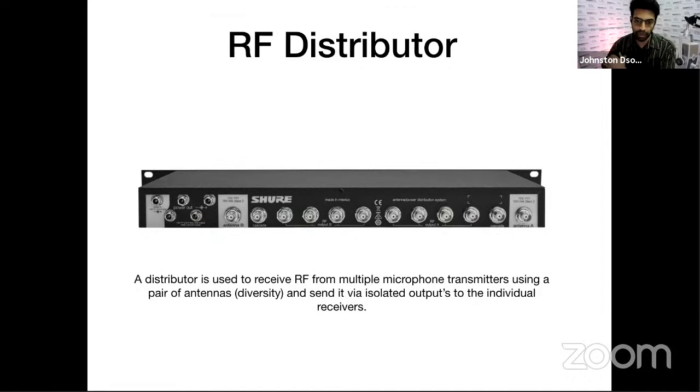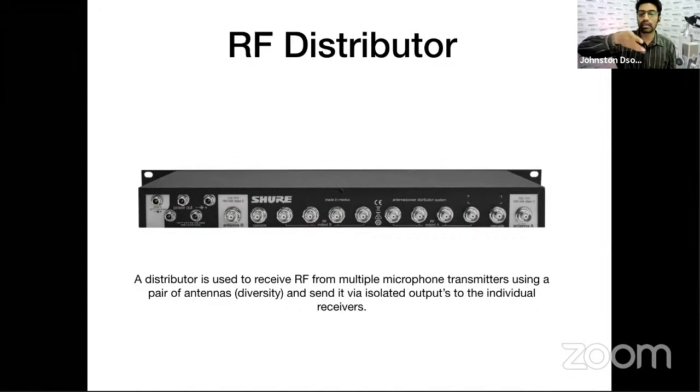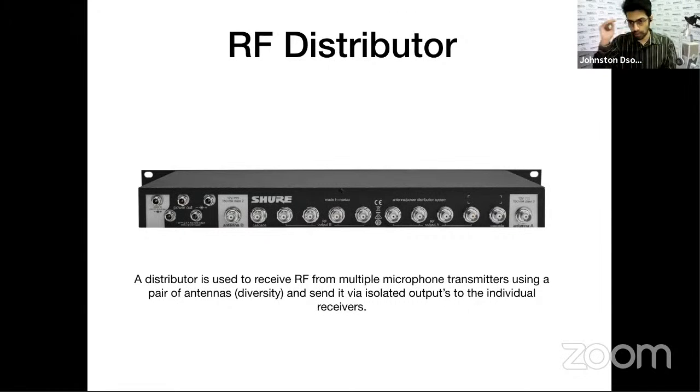So what a distributor will do is, if you have, say, 10 microphones, in this example let's take 4 microphones. If you have 4 microphones, you will have 4 receivers as well. Each of those 4 receivers will require one antenna, correct? But instead of using 4 antennas, we can now use just 2 antennas, because you connect 2 broadband antennas to the distributor. The antennas will have a wide frequency range. You connect them to the distributor.